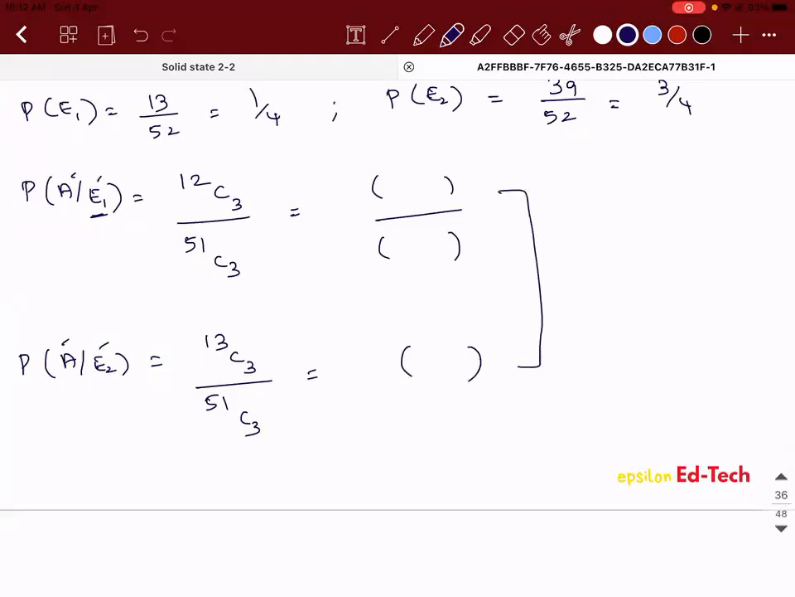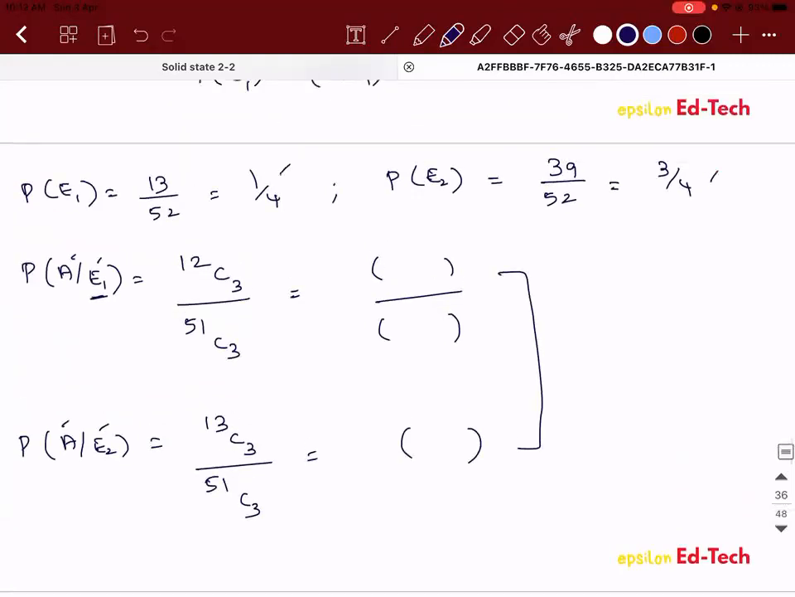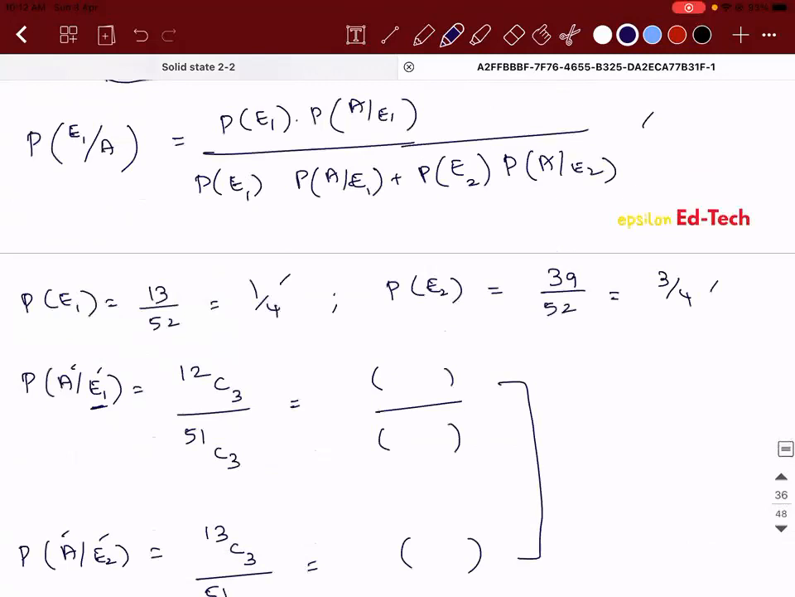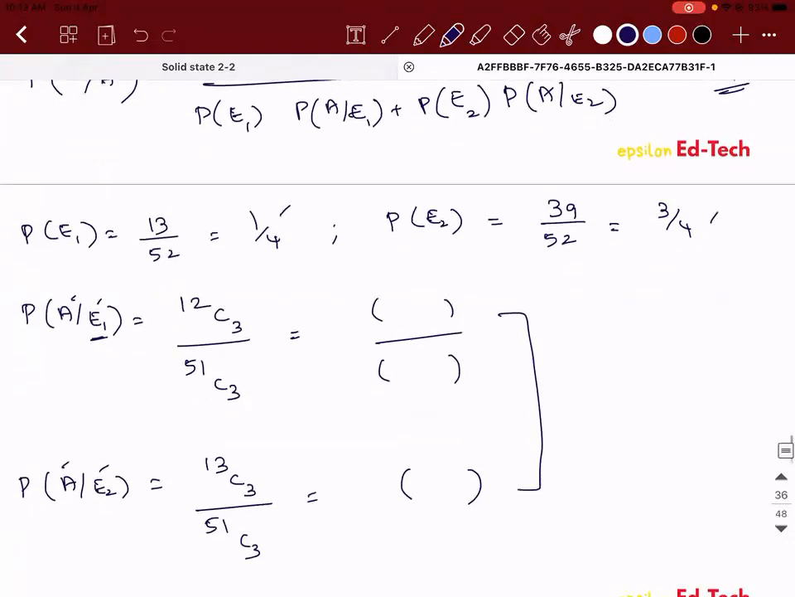If you take all these values and substitute them in this equation, you will get the final answer as 10 divided by 49. This is the probability. This is the trickiest part and it is very, very important.